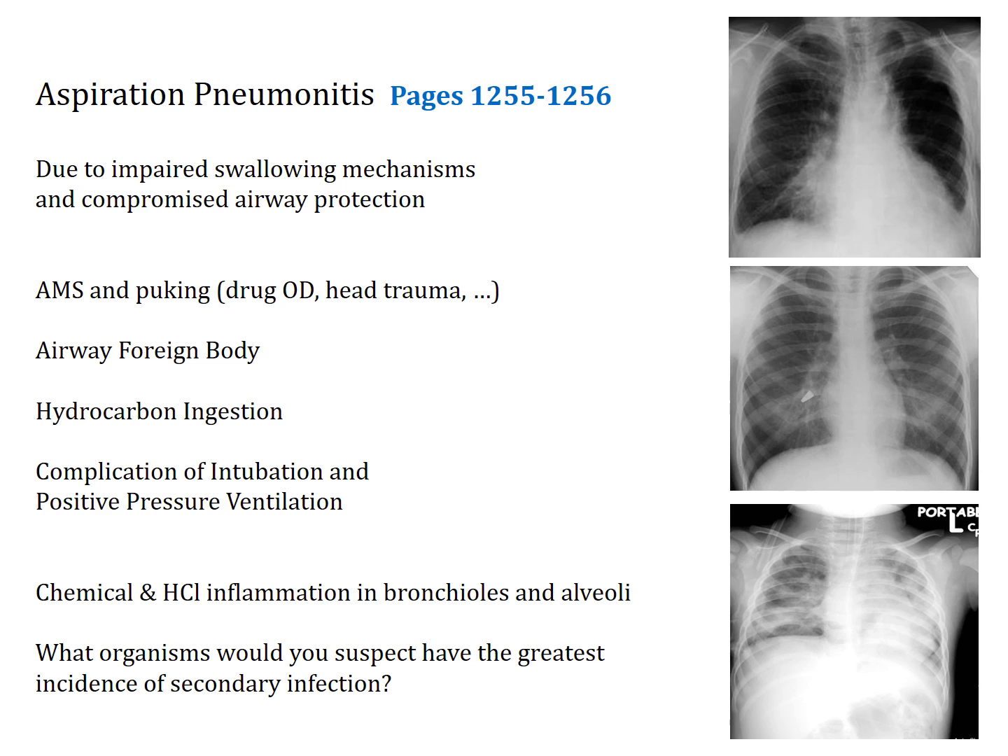What organisms do you expect have the greatest incidence of causing infection on top of the aspiration? Very commonly, it's the oral flora anaerobes, right? I mean, anything can get in there. You can get any type of bacteria in there, but be aware that oral flora anaerobes can be a complicating component of aspiration pneumonia.